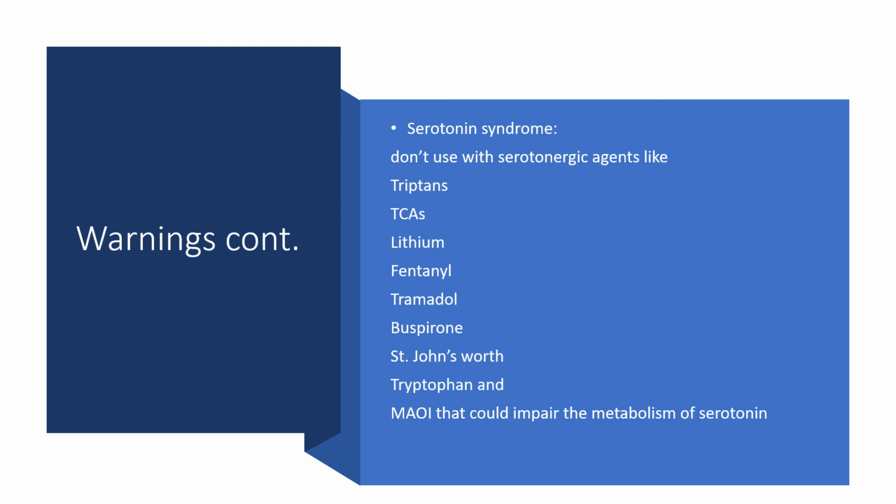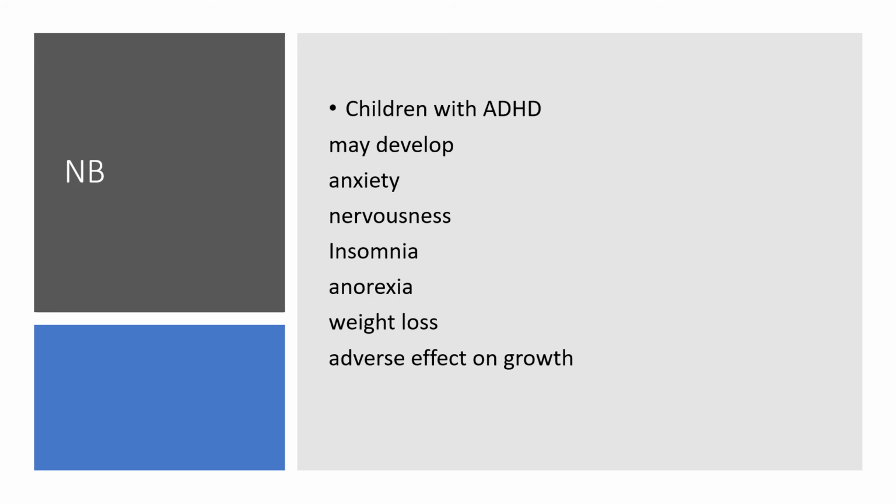Triptans, tricyclic antidepressants, lithium, phenytoin, tramadol, buspirone, St. John's wort, tryptophan. And if monoamine oxidase inhibitors, don't give them at this time with SSRI. Why? Because monoamine oxidase inhibitors could impair the metabolism of serotonin. Note, children with attention deficit hyperactivity disorder may develop anxiety, nervousness, insomnia, anorexia, weight loss, and adverse effects on growth.